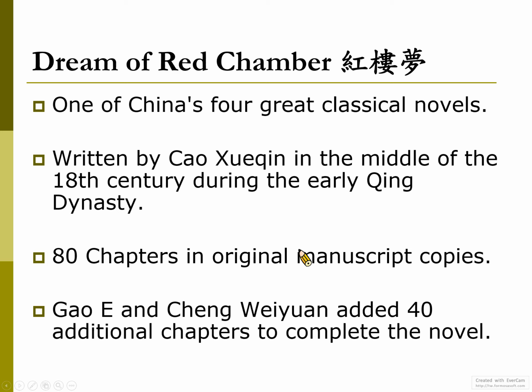Then he found that in the first 80 chapters, on average, there are more than 10 vegetables or plants appearing in one chapter. But in the later 40 chapters, there may be only 3 or 4 vegetables or plants. So it may show the differing abundance of knowledge about plants or vegetables between different authors. So people believe that the later 40 are by Gao E and Cheng Weiyuan, not originally by Cao Xueqin.